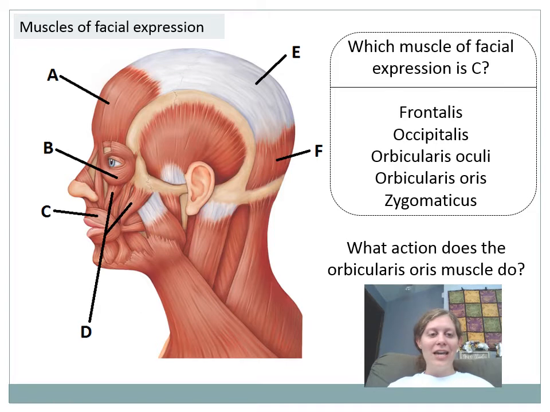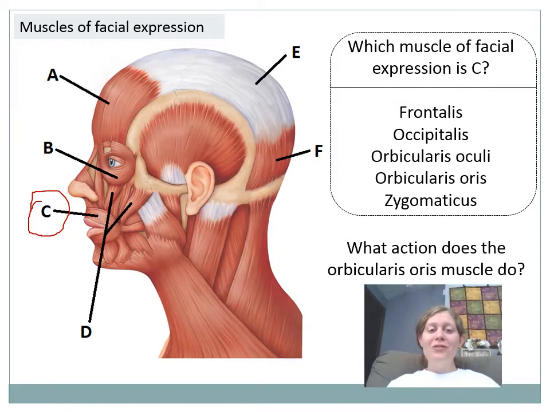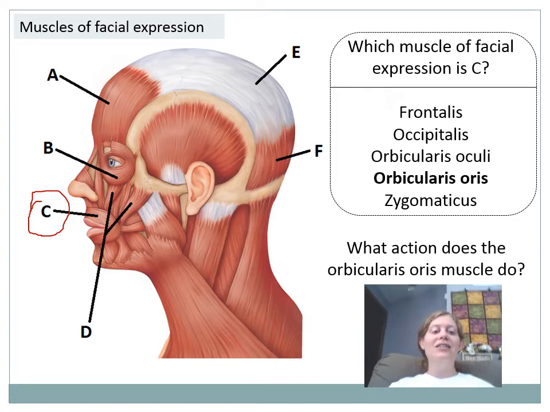So now we are looking at C right here. So what muscle of facial expression is C? All right, so you should kind of notice, remember how we have this circle around our eye? We also have a circle around our mouth. So we know that circle would be orbicularis, and oris, it pertains to your mouth. So oral means mouth, so you can probably remember that. Oral means mouth, and oris is just a form of oral, okay? So orbicularis oris is that circle that's around our mouth, okay?